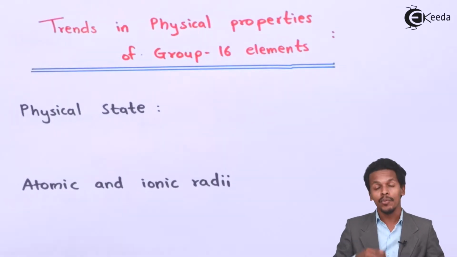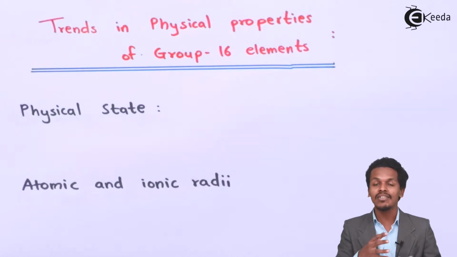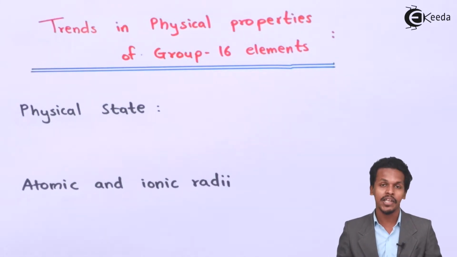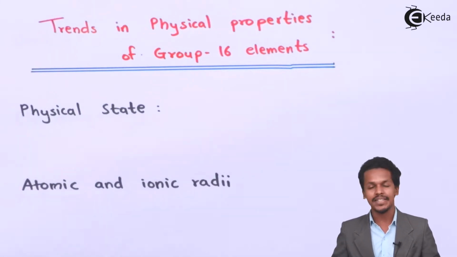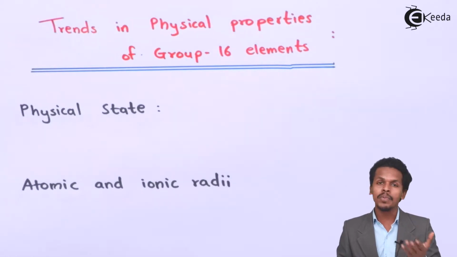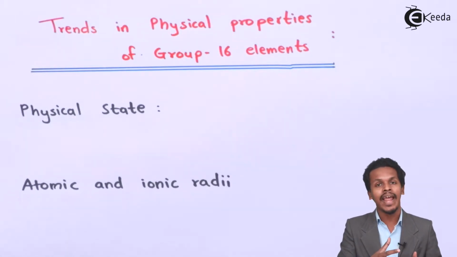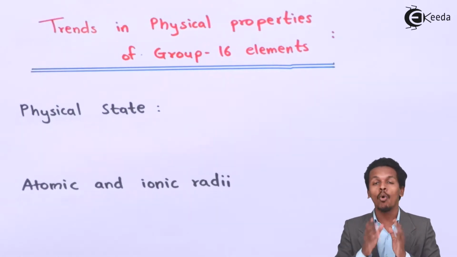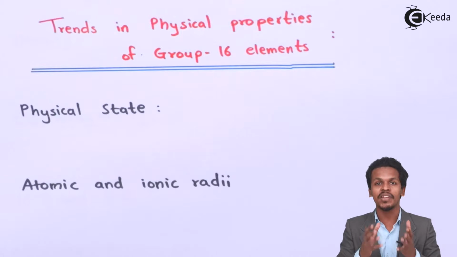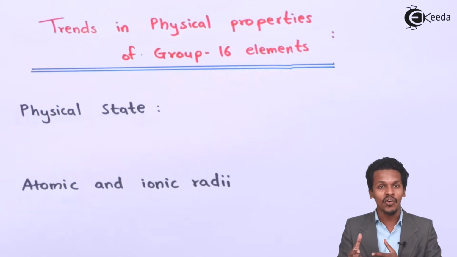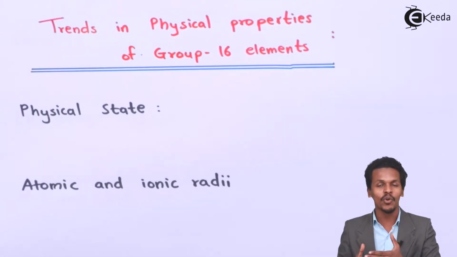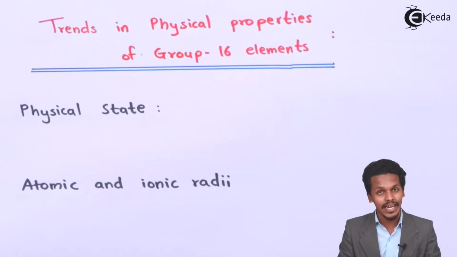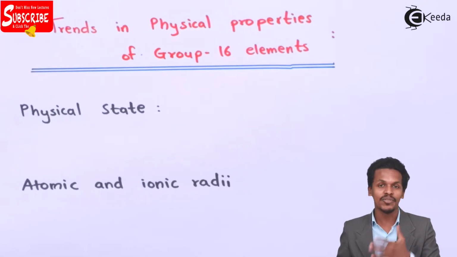So friends, in this topic I am going to cover a few points related to the trends in physical properties of group 16 elements. Starting with the first one, that is physical state. Group 16 elements start with oxygen and end with polonium. But it has been found that oxygen is the only element in group 16 which is present in a gaseous phase, while the rest of the elements, from sulfur to polonium, are present in a solid state. So this is the difference between oxygen and the rest of the elements of group 16.